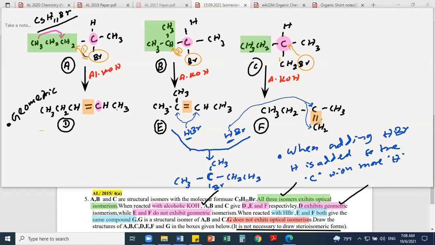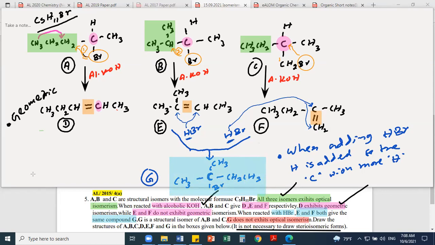That means around that carbon there are two CH3 groups and one ethyl group. You can rotate this in any direction you want, clockwise or anti-clockwise. By rotating this clockwise or anti-clockwise, you can't tell that's a different structure. That is the structure G. Is that clear? This is the answer.